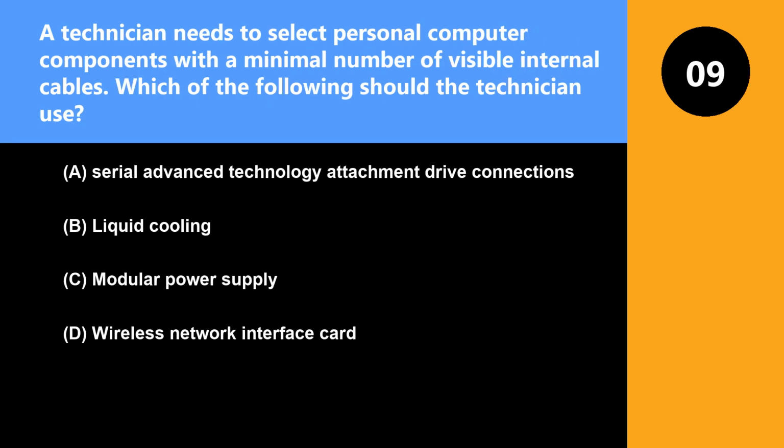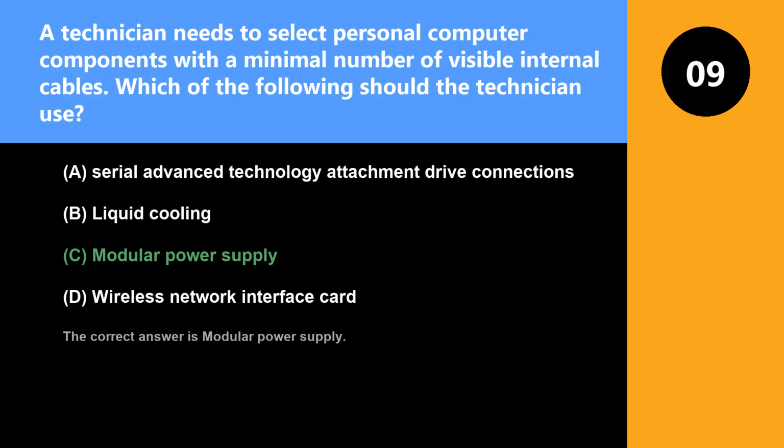Question 9. A technician needs to select personal computer components with a minimal number of visible internal cables. Which of the following should the technician use? Option A. Serial advanced technology attachment drive connections. Option B. Liquid cooling. Option C. Modular power supply. Option D. Wireless network interface card. The correct answer is option C, modular power supply.